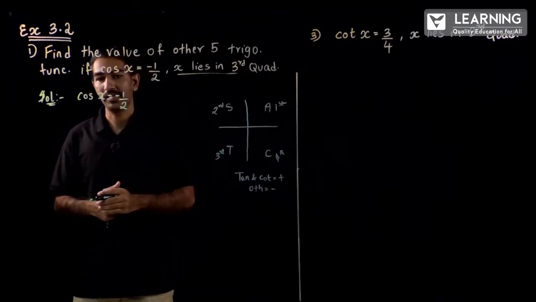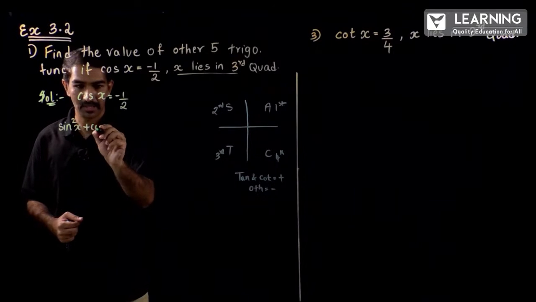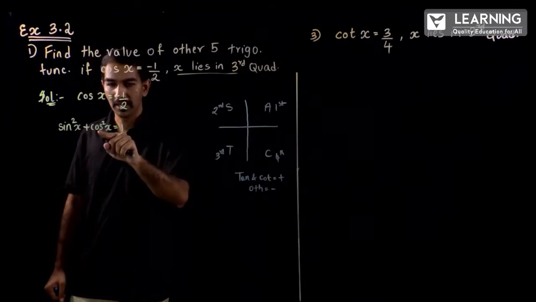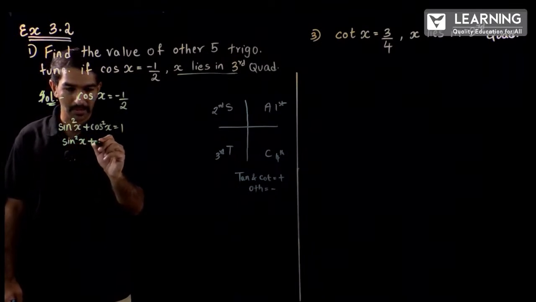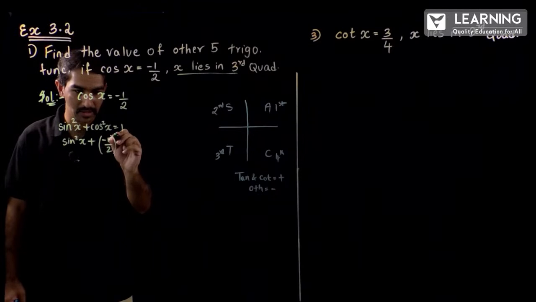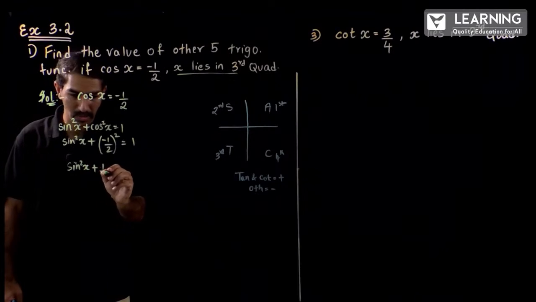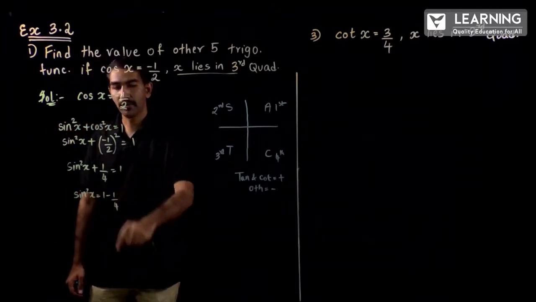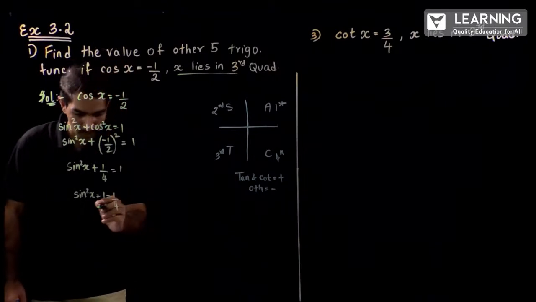Now we have to find out what is tan, right? So we'll use one trigonometric identity here, that is sine square x plus cos square x is equal to 1. What is cos x, students? Minus 1 by 2. So cos square x will be 1 by 4. So this will become sine square x plus of minus 1 by 2 the whole square equals 1. Sine square x plus 1 by 4 equals 1. Sine square x is equal to 1 minus 1 by 4. What is 1 by 4? Quarter, correct? 1 full minus 1 quarter, what is remaining? 3 by 4 will be remaining.